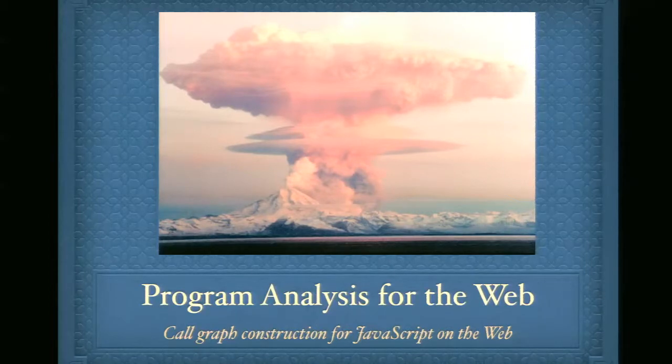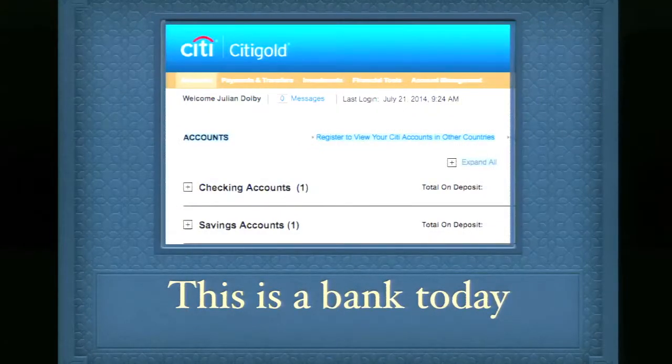And this picture is meant to give a flavor of the result of what happens if you try to apply relatively naive program analysis to the sort of JavaScript you find on the web. I think this is a mountain, and the mushroom cloud is really quite big. So why did people care?